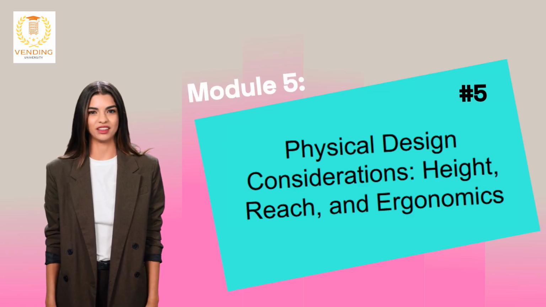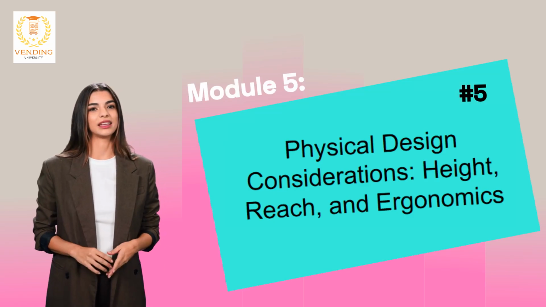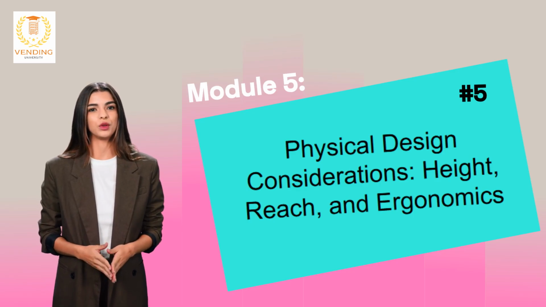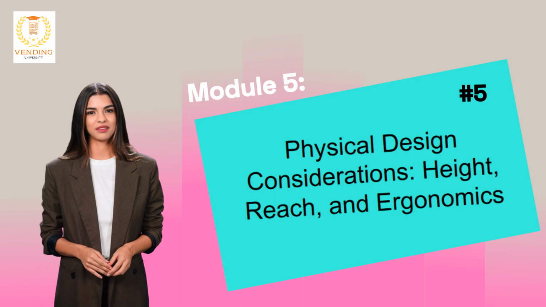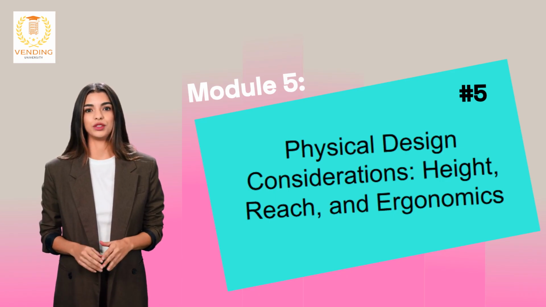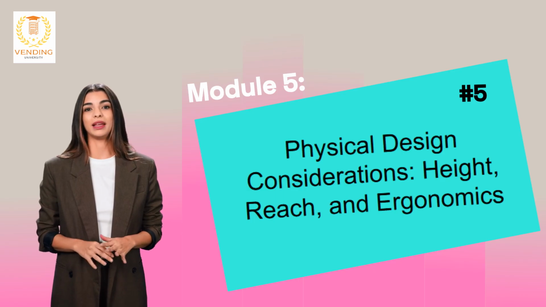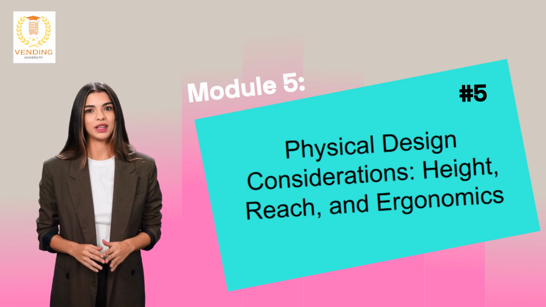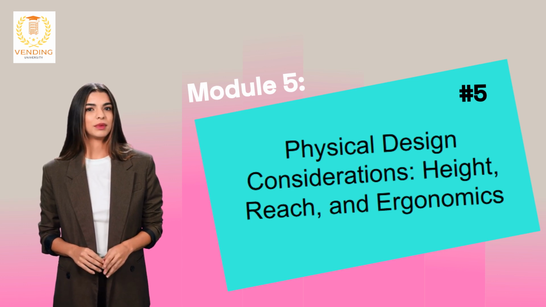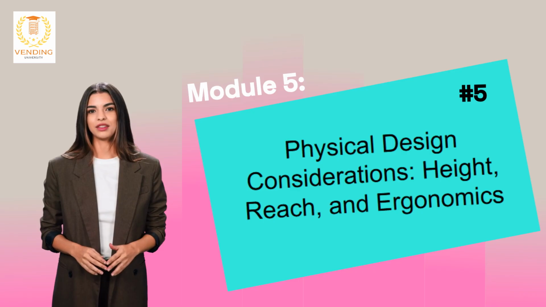Module 5. Physical Design Considerations: Height, Reach, and Ergonomics. In this module, you will learn about the critical physical design factors that make vending machines accessible and comfortable for all users. Height, reach, and ergonomics play a significant role in ensuring that people with different body types and abilities can use vending machines independently and without difficulty.